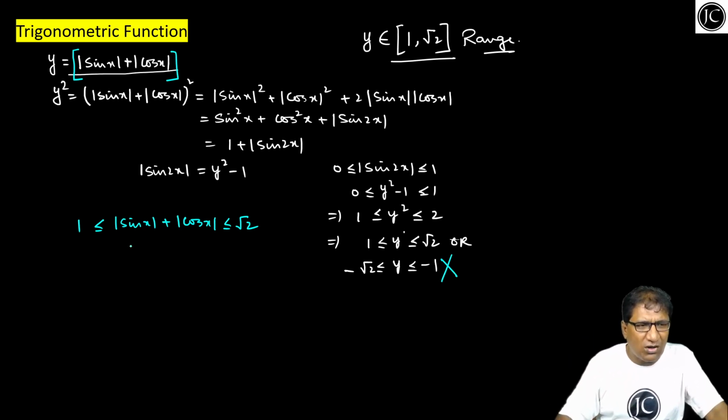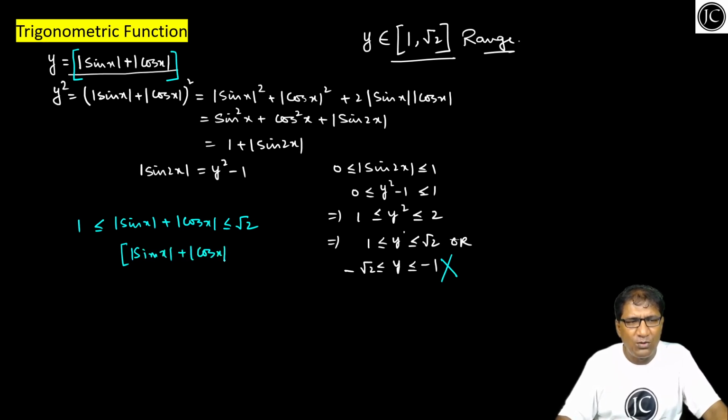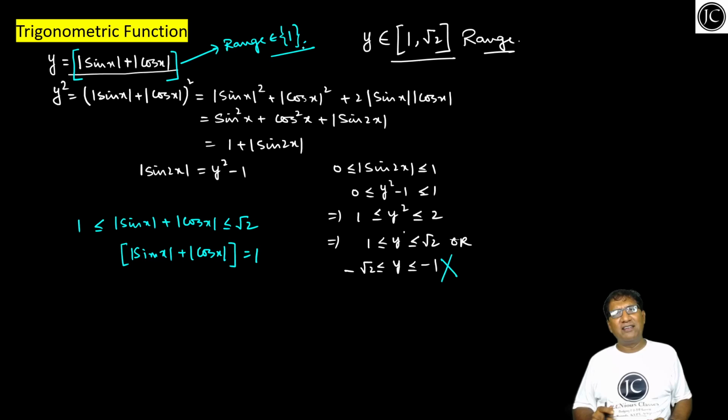That means its greatest integer function will take the value only 1. Yes or no? Therefore, the range for this function will be what? Only 1. Only 1. Is it clear?